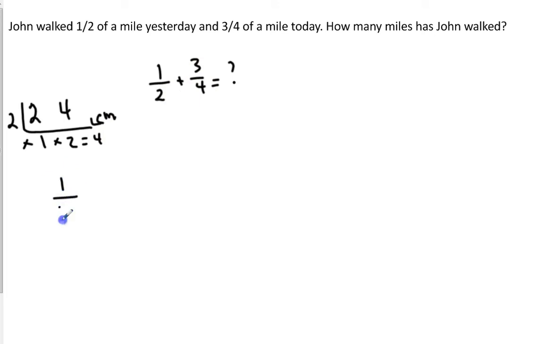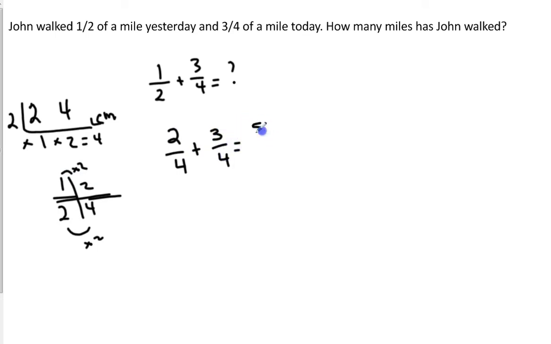But 1/2, I'm going to put 4 on the bottom for my common denominator. So times 2 makes 2/4. So my new problem becomes 2/4 plus the 3/4 is going to equal 5/4. Once we have our common parts, the numerator just slides over.